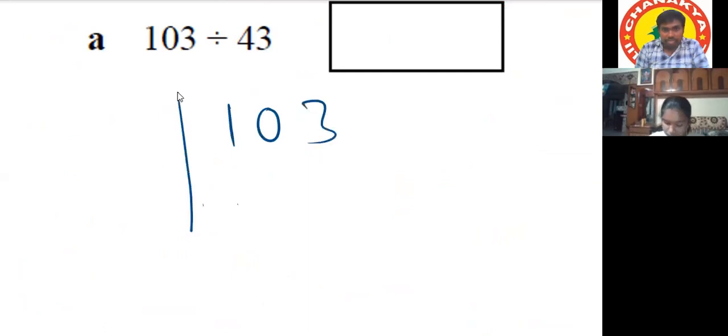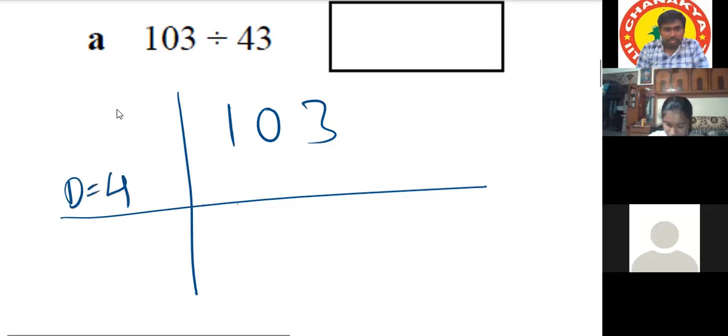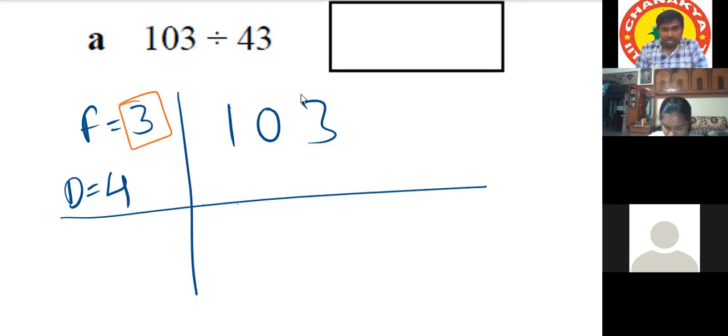103. We have to divide this number by 43. In that 43, 4 is the divisor, and 3 will be the flag. And the flag consists of how many digits? 1 digit. 1 digit means from the right side we have to separate one digit. What is the speciality of this separation?